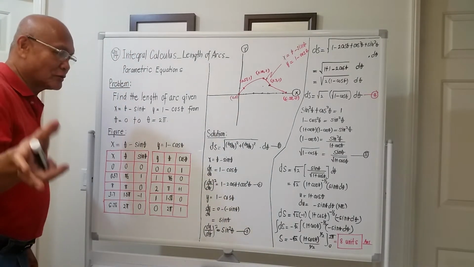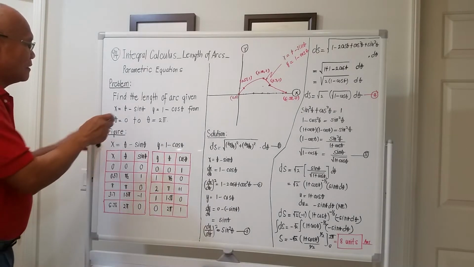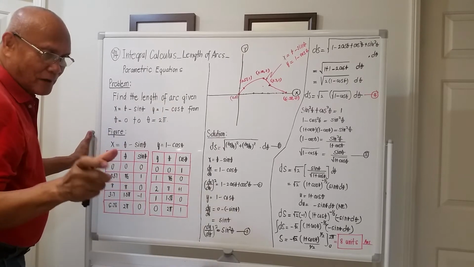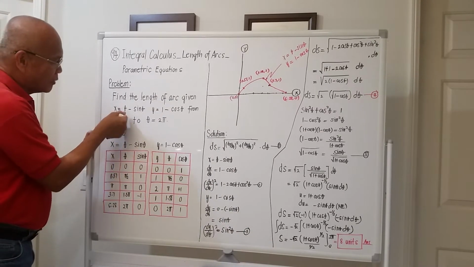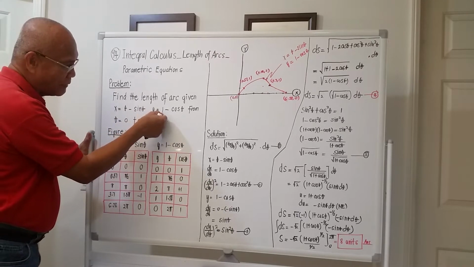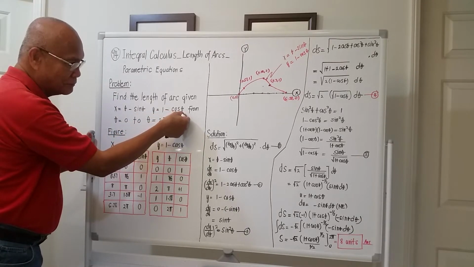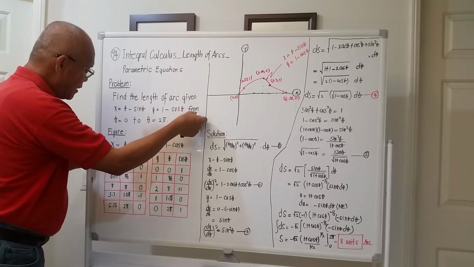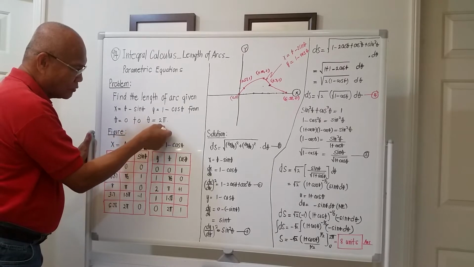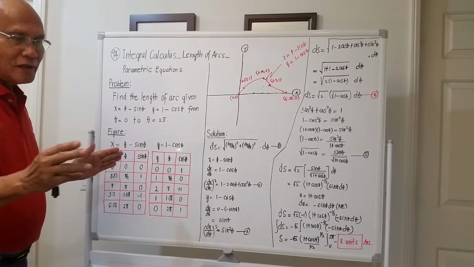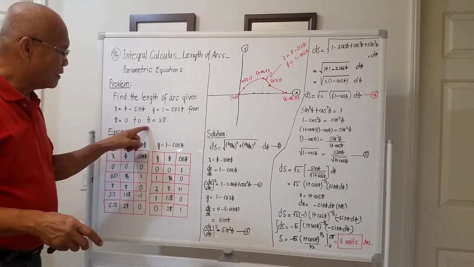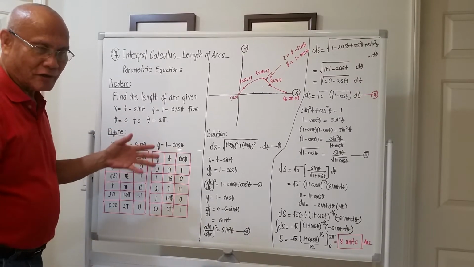I will try to read the problem. Find the length of arc. We are given the parametric equation x equal to theta minus sine of theta and y is equal to 1 minus cosine of theta with the range from theta equal to 0 to theta equal to 2 pi. The initial limit will be 0 degree and the final limit will be 2 pi or 360 degrees.